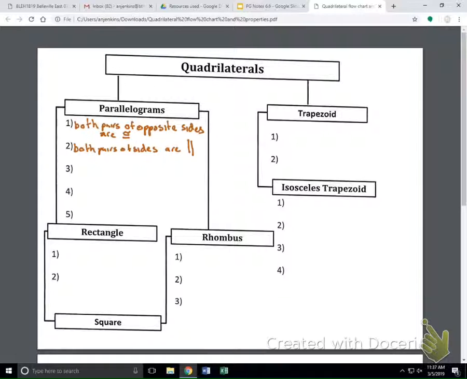Yep, Lanaya? Can you say it a little louder? Shouldn't one of the sides be separate? Ooh, not sides, but what? It's not sides, it's angles. So we know that, how do we want to say that? Consecutive angles are supplementary. And remember, supplementary means adds to 180.